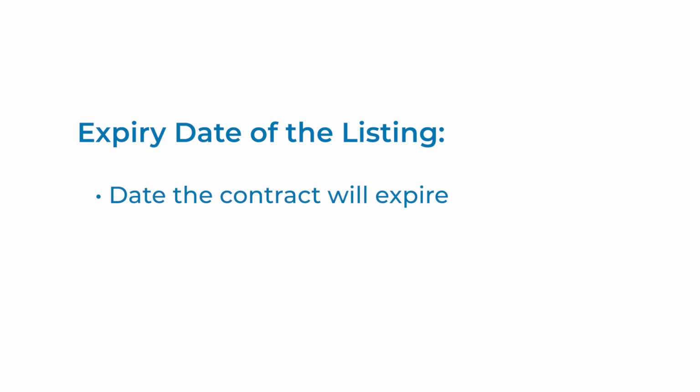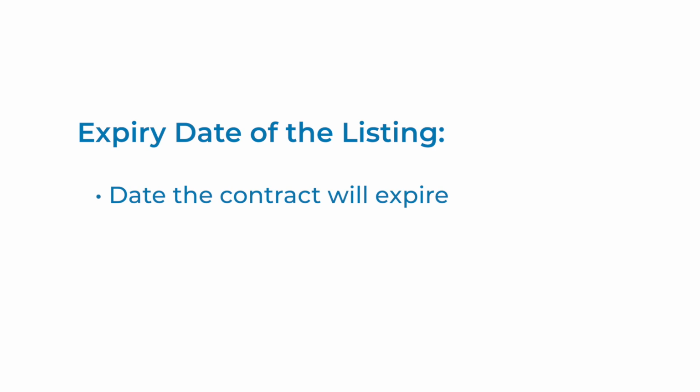In some circumstances, the listing contract is signed, sealed, and delivered, but doesn't take effect until a date in the future. For example, if the parties sign the contract for a listing that is to begin in the future, the effective date inserted into Section 1A could be January 1st, while the date the contract was signed, sealed, and delivered could be December 18th. The date the contract will expire is inserted into the appropriate place in the contract.